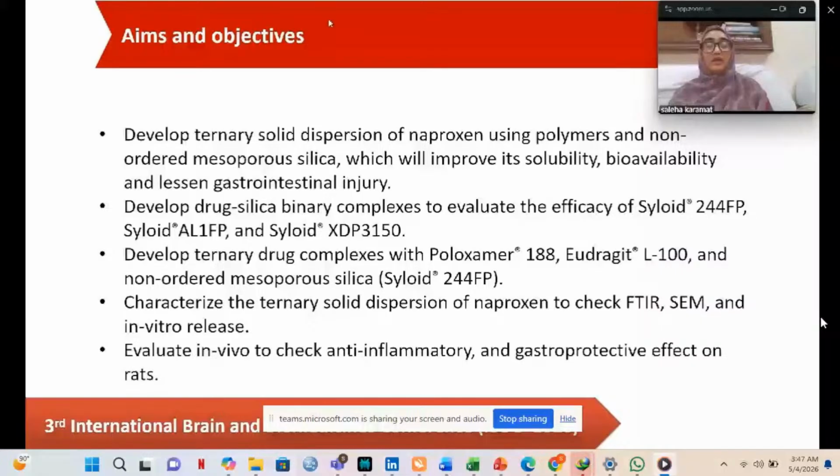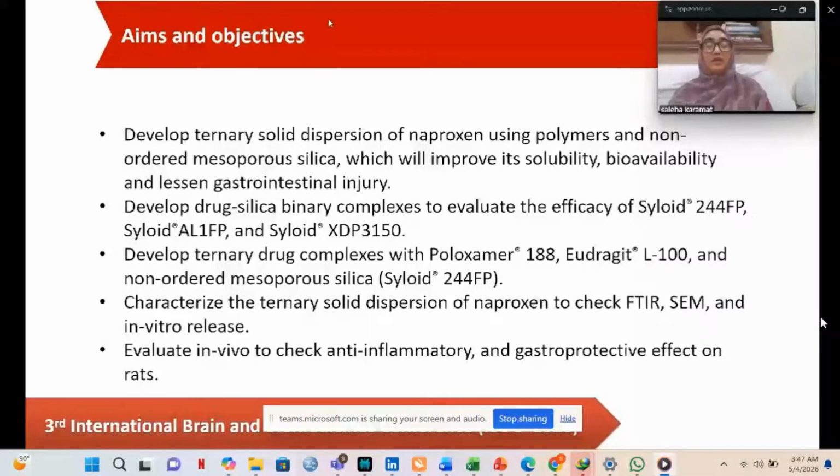Next is the problem statement of the drug. Naproxen is an NSAID from the propionic acid class, used to treat dysmenorrhea and rheumatoid arthritis. But prolonged use of naproxen may cause gastrointestinal injuries and inflammation in the joints. Naproxen belongs to BCS class 2, drugs having poor aqueous solubility and high permeability. My innovation in this study is to improve the naproxen solubility and bioavailability in order to produce a strong anti-inflammatory effect and to reduce the gastrointestinal injuries.